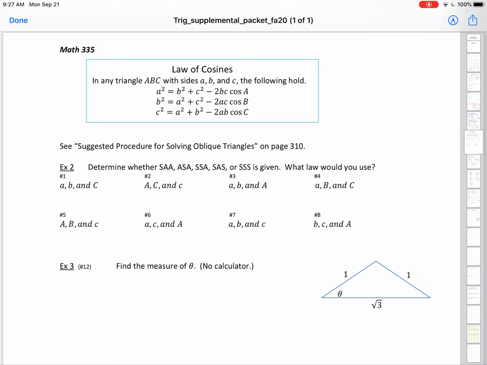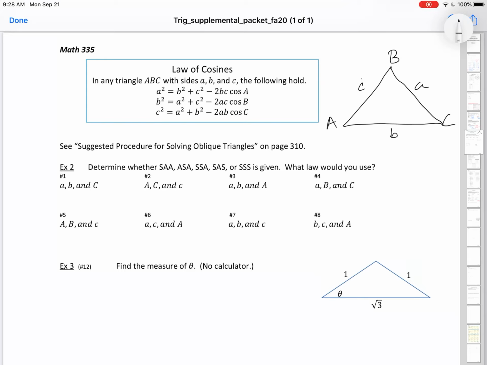So let's look at this example right here, example 2, in which we are trying to determine whether we're going to use the law of sines or cosines. My suggestion to you is when you do that, have an arbitrary triangle in mind, right? So we'll let this be A, B, and C. So this would be little a, little b, little c. And let's see what we know.